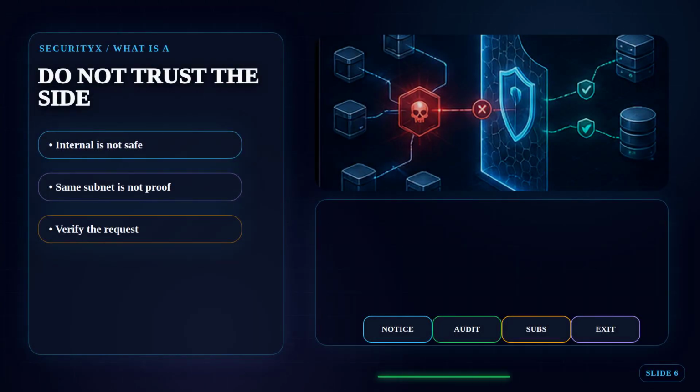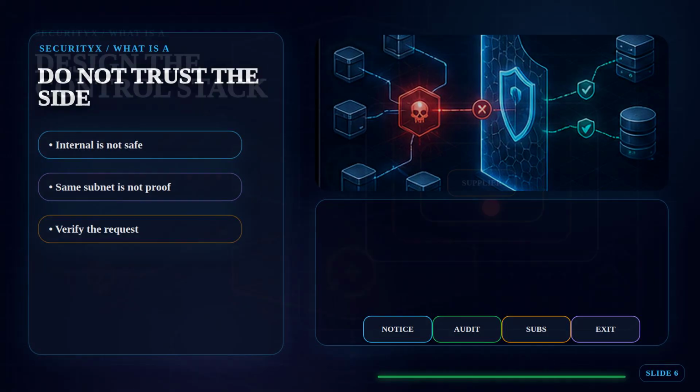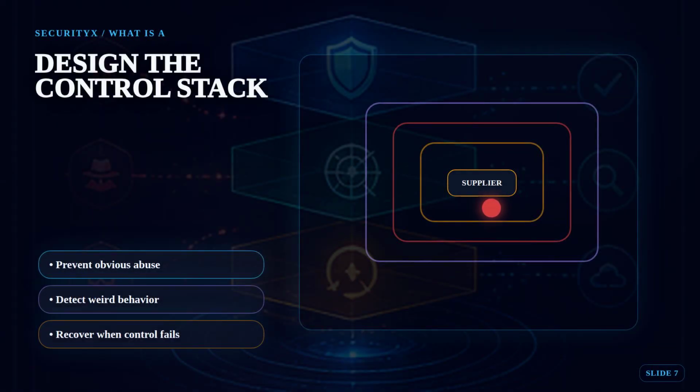A common mistake is treating everything on the inside as trusted. Modern architecture assumes an internal caller can still be compromised. The decision should depend on identity, context, policy, and behavior, not just which side of the firewall the packet came from. A strong design uses layers. Prevent what you can at the boundary, detect suspicious crossing behavior, and plan recovery if a boundary control fails. That is architecture thinking, not just diagram drawing.